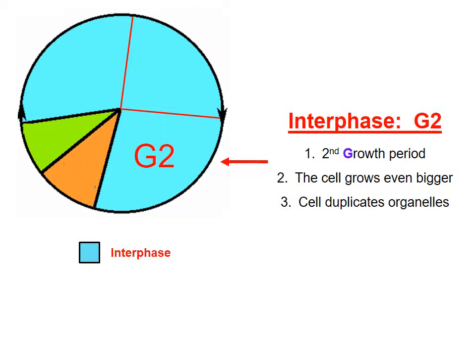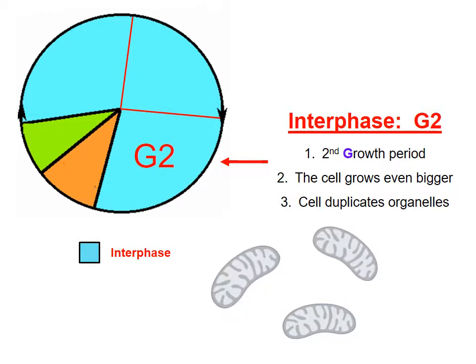Now we're moving on to the final step of interphase, and that is G2, also known as the second growth cycle. Here, the cell organelles are going to be duplicated. So a good way to remember this is growth equals G, or G is the first letter in growth, and 2 equals double organelles. So again, the cell is going to grow bigger, but we're also going to be duplicating all of the cell's organelles.